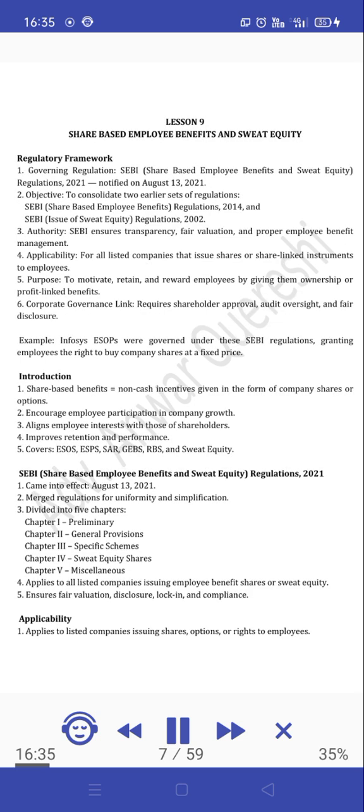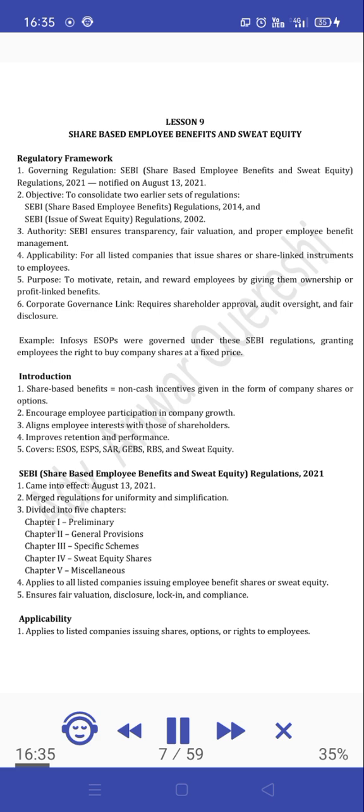Lesson 9: Share-based employee benefits and sweat equity. Regulatory framework. 1. Governing regulation: SEBI Share-based Employee Benefits and Sweat Equity Regulations, 2021, notified on August 13, 2021. 2. Objective: to consolidate two earlier sets of regulations, the SEBI Share-based Employee Benefits Regulations, 2014, and the SEBI Issue of Sweat Equity Regulations, 2002.